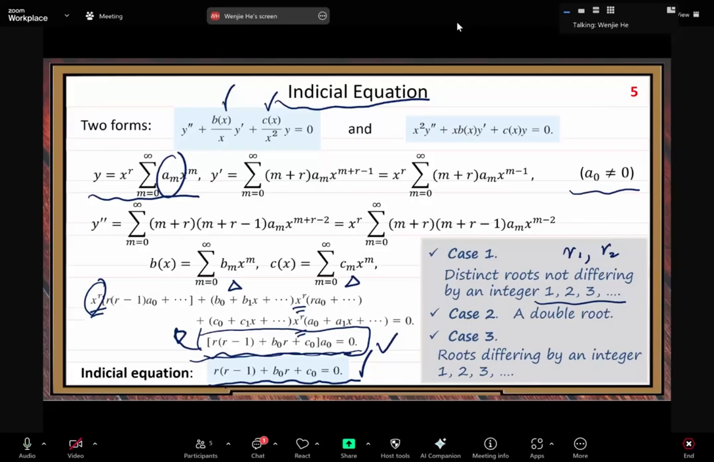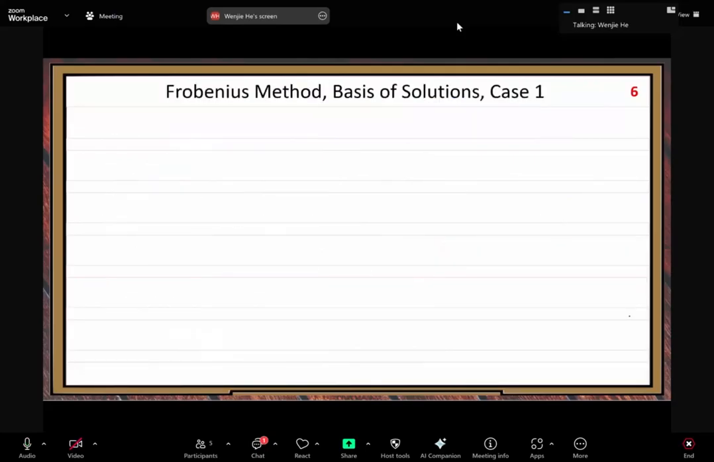And the extended power series form should be different. The first case is the simplest. You just use R1, R2 and get two linearly independent solutions. But the second, the double root, you need to multiply by a logarithm function, remember? Things like that. Okay? All right. So let's look at case one.